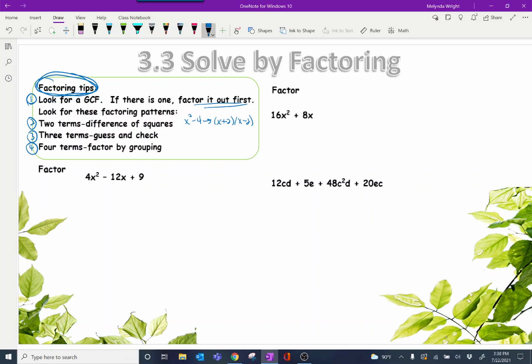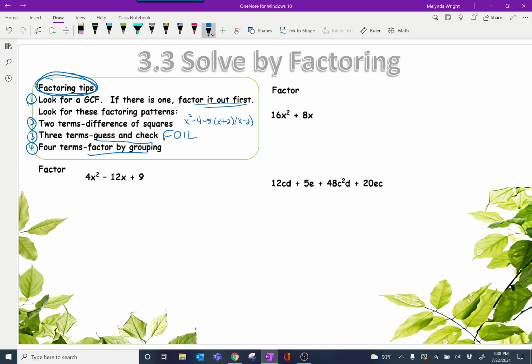In a few lessons, we're going to learn another technique for two terms, and that's the sum and difference of cubes. But we're not there yet. That's just coming up in a few lessons. If you have three terms, then you would proceed to do your guess and check, like FOIL, using factoring like FOIL. And then if there are four terms, you want to look at factor by grouping.